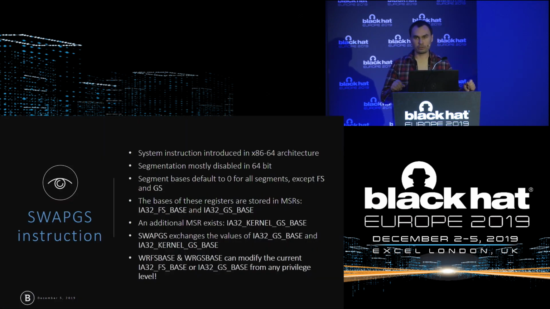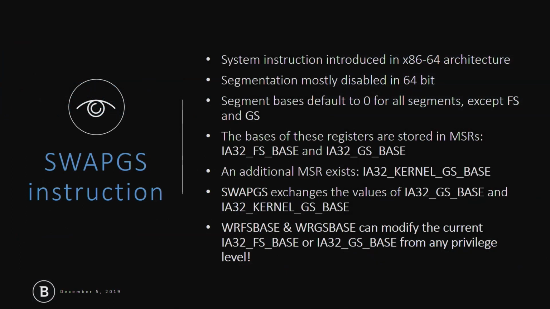So, a quick introduction about the SWAPGS instruction for those of you who are unfamiliar with system programming. SWAPGS is a system instruction which was introduced in the 64-bit x86 architecture. Segmentation is mostly disabled in 64 bits, so each segment is considered with a base of 0 and basically infinite limit. But the FS and GS segments are still usable. However, they are treated somewhat differently in that instead of using the GDT to get their base addresses, two MSRs are used, just like Dan pointed out: the IA32 FS base and GS base.